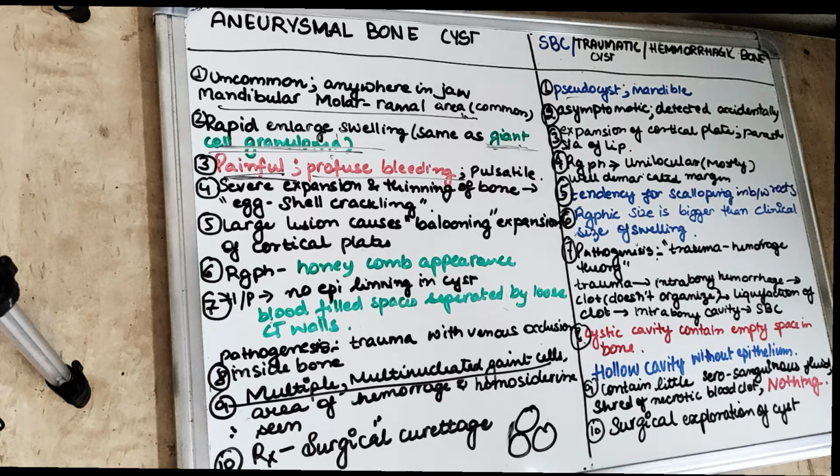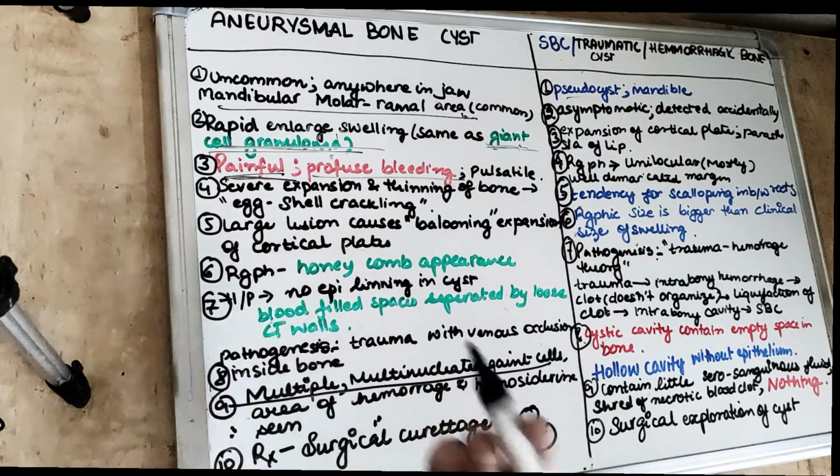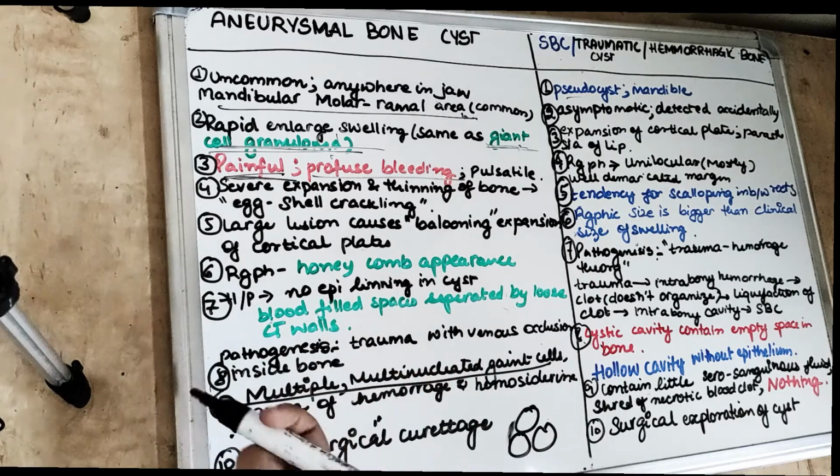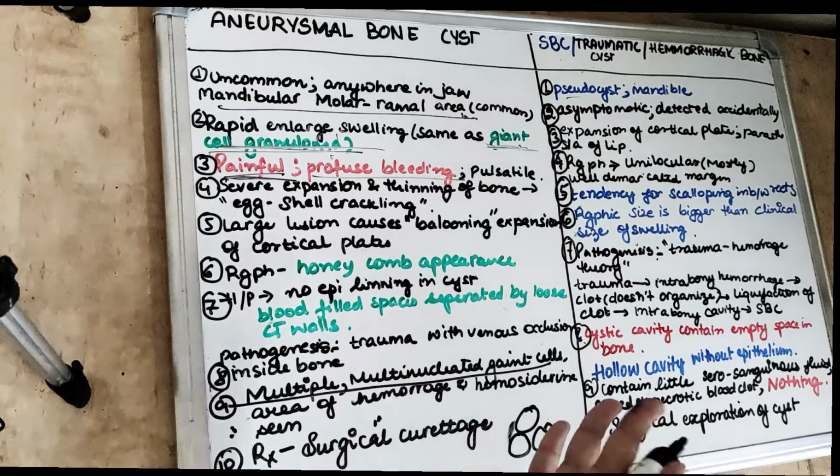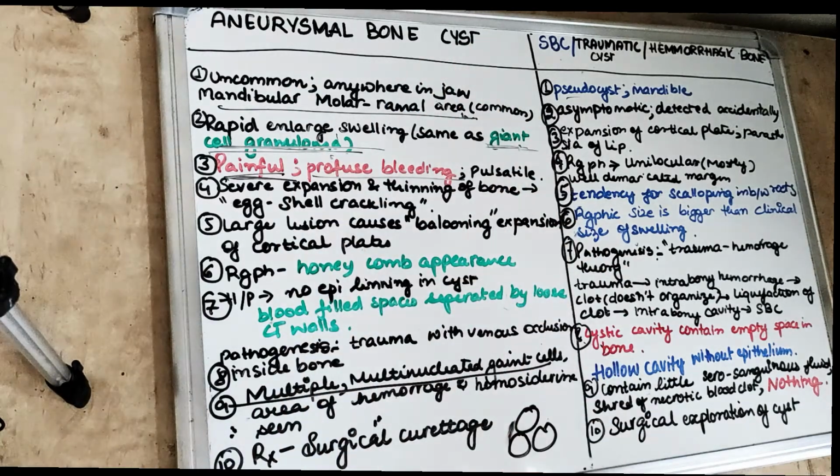Now, coming to the radiographic appearance, you will see the honeycomb appearance. Sometimes because of the expansion of the cortical plate, there may be ballooning. Also because of this expansion, it can displace the other teeth. And sometimes you can also see the resorption of the root, right? Most of the times actually.